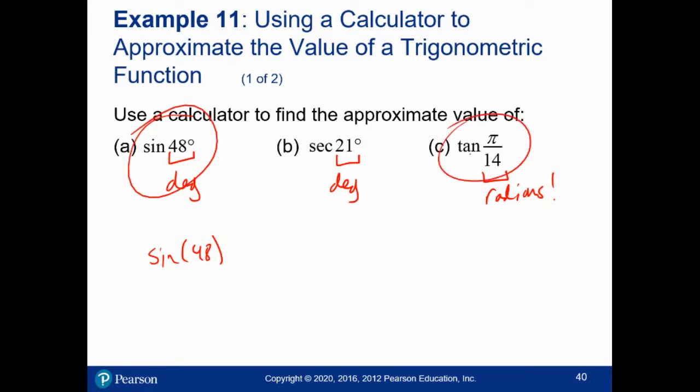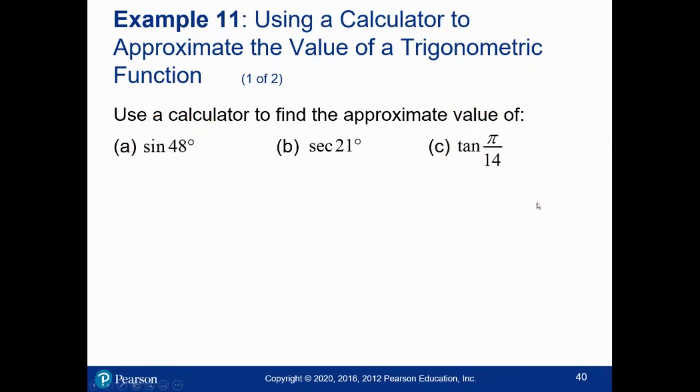If you say tan of pi over 14 and you're in degrees mode, you won't get the answer here. So if you need to go back and forth between degree and radian measurement, just make sure you're changing the mode on your calculator. If you're working on a desktop, you can use Google.